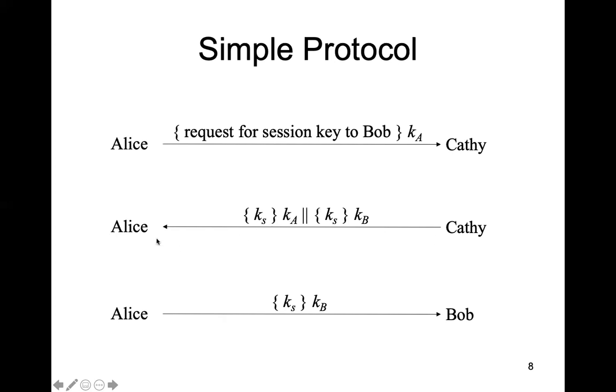That's the message that is sent from Kathy to Alice. Now, when Alice looks at this message, she can decrypt this part of the message because it is encrypted with KA, but she cannot decrypt this part, and that's okay. When Alice gets this, she can send it over to Bob. Bob gets this message, he can decrypt it with KB, and both of them now have this key KS that they can use for any further communication between each other.